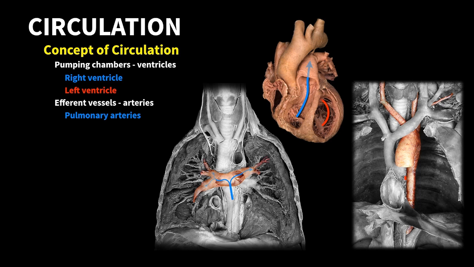The left pumping chamber, the left ventricle, pumps blood containing oxygen away from the heart to all the tissues of the body. Because this large branching network of arteries is headed to all the systems of the body, they are referred to as systemic arteries.